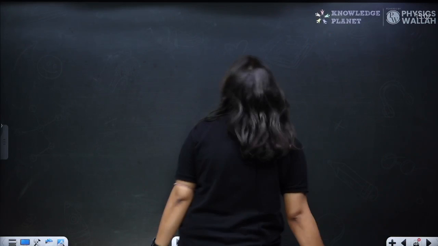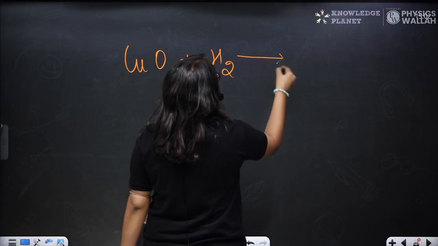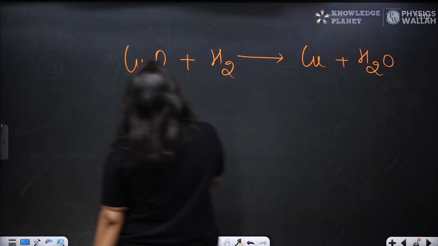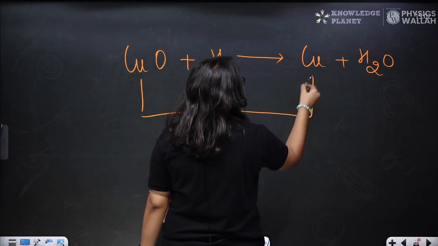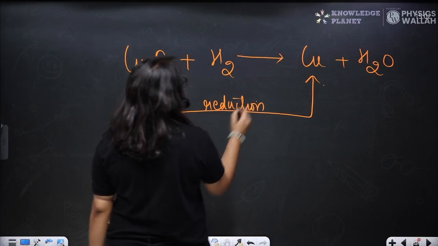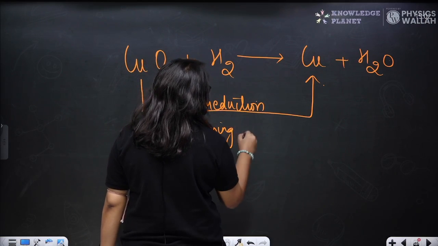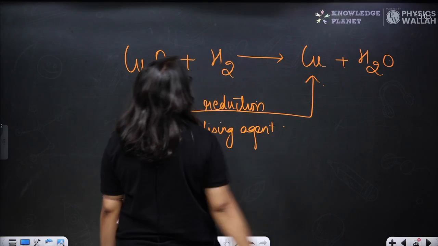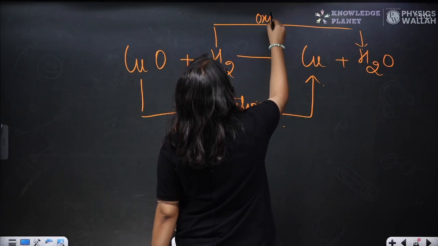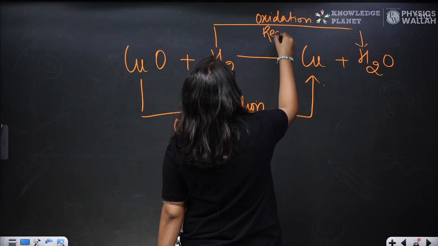So this example that we took over here, that is when copper oxide is reacting with hydrogen, is giving rise to copper plus water. Now we know copper oxide is undergoing reduction. Since it is undergoing reduction, it is an oxidizing agent. Whereas this hydrogen, it is undergoing oxidation by gaining of oxygen. It is a reducing agent.